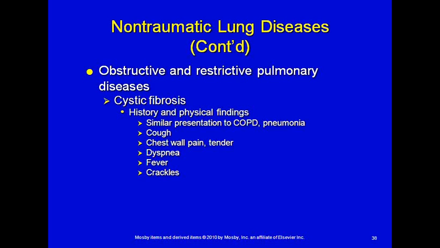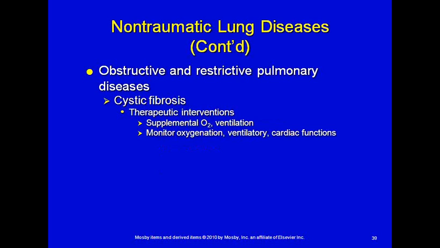Some of the history and physical findings that you're going to have with cystic fibrosis is that because it's the result of an excess secretion in the bronchioles, it's going to present similar to COPD and pneumonia. There's going to be a cough. They're going to be short of breath, crackles, wheezes, rhonchi, all that stuff may be present. Their chest wall may be tender. They may be running a fever.